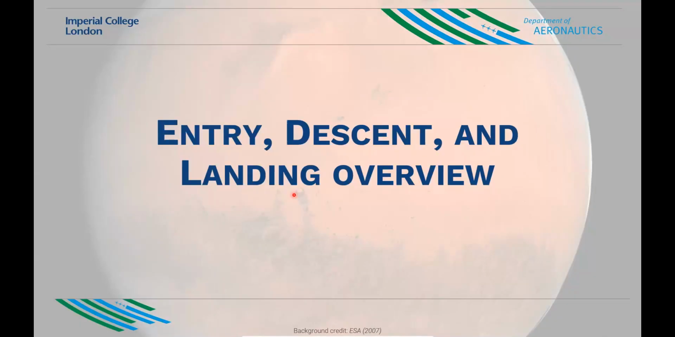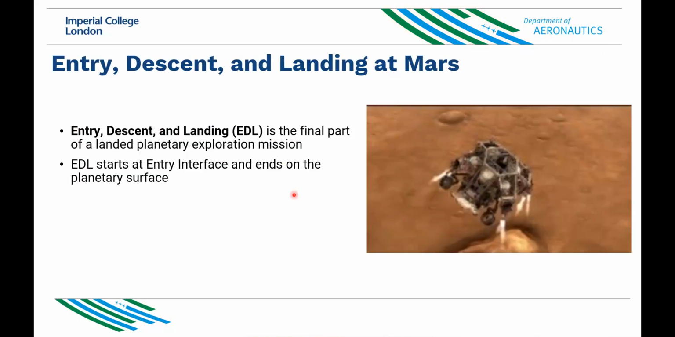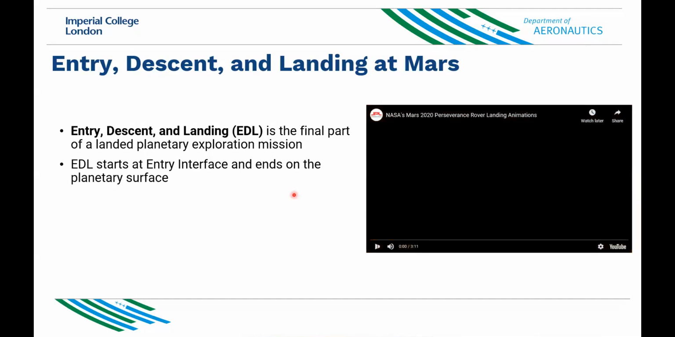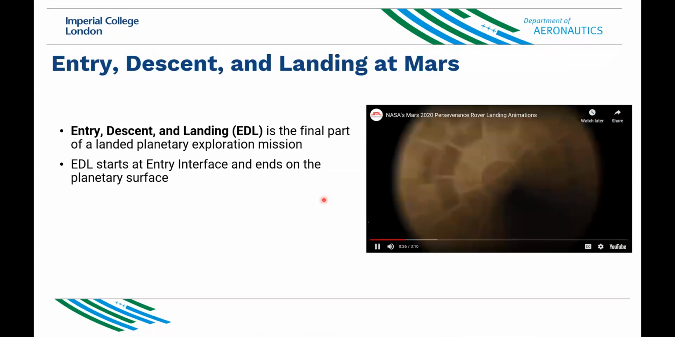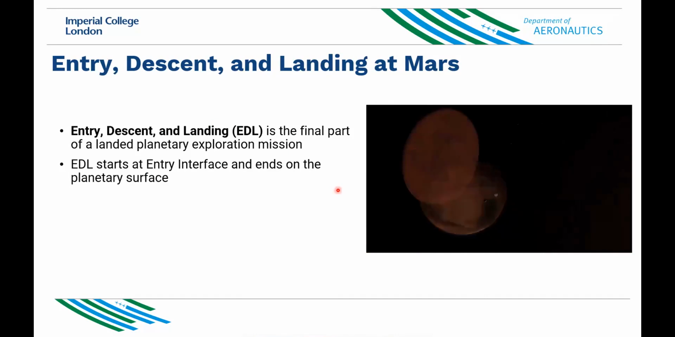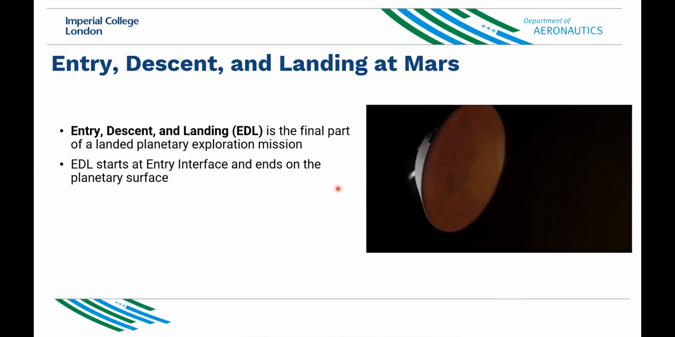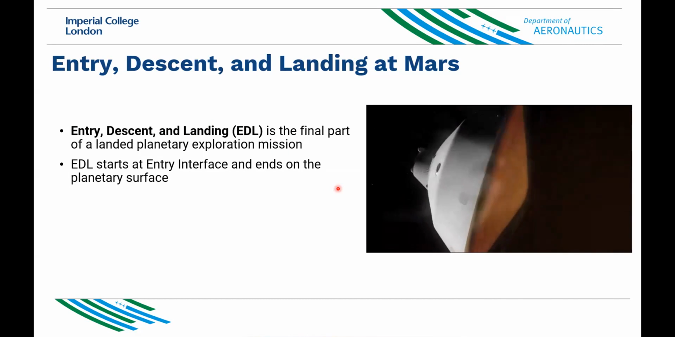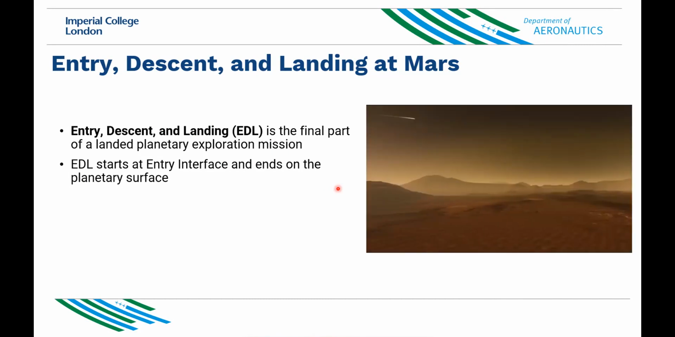So let's dive right in. First of all, I prepared a few slides to give an overview of the entry, descent, and landing phase for a planetary exploration mission and its challenges. So entry, descent, and landing, or EDL, is the final part of any planetary exploration mission that includes a surface component. And the phase starts at the entry interface, which for bodies with an atmosphere vaguely coincides with where the atmosphere starts. And the phase ends when the spacecraft is safely on the planetary surface.